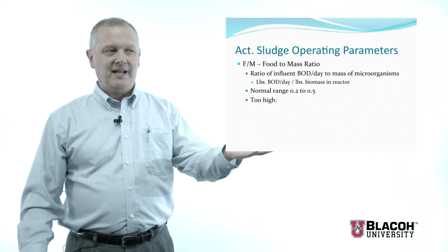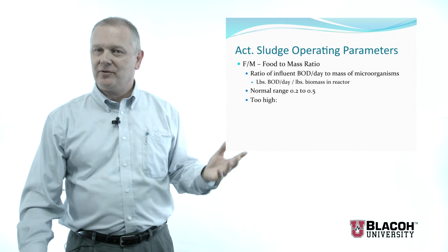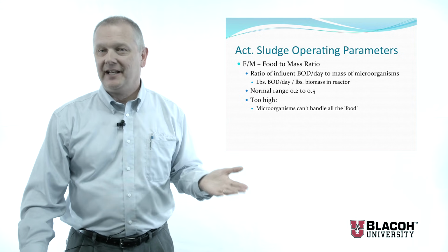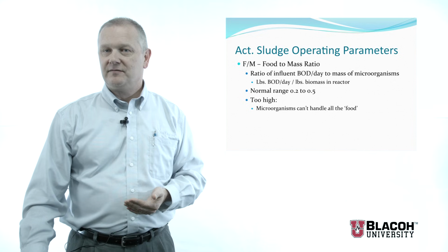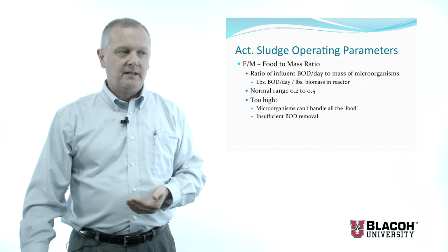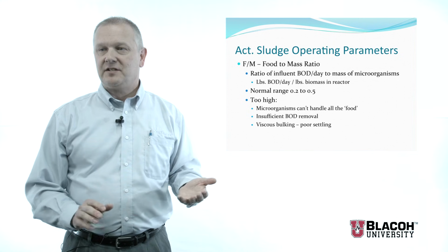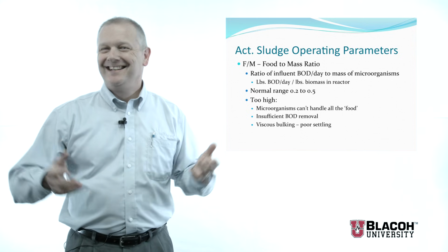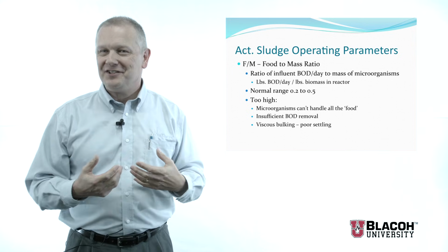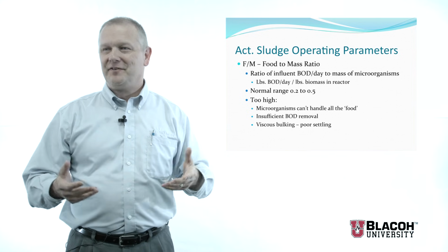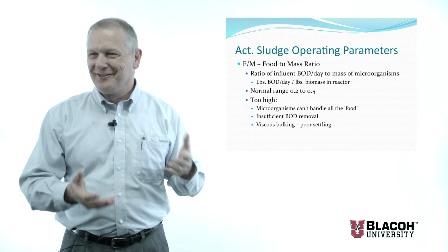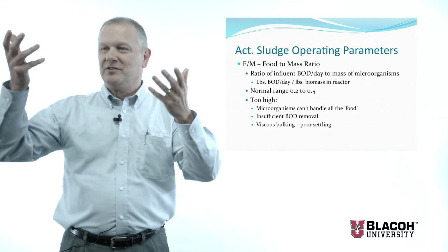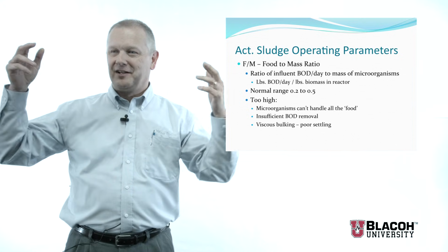But we can't go too far out of this range or we have problems. If it's too high, then the microorganisms simply can't eat it all. They can't handle it all, and you won't remove all of it from the waste stream. You also get what we call viscous bulking, which I liken to fat bugs. These microorganisms have eaten too much, and it actually changes their specific gravity. That's not really fat, they don't get fat, but it's analogous to that, and they don't settle well in the clarifier. They'll even float sometimes, and that doesn't work because you take the clear liquid off the top of the clarifier.